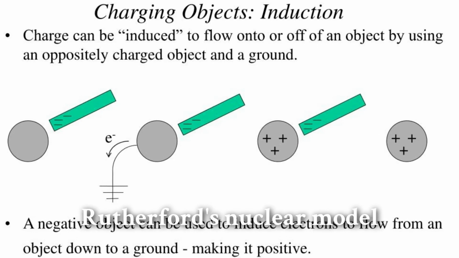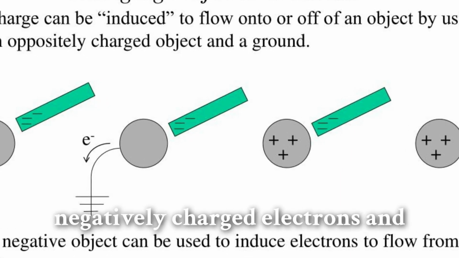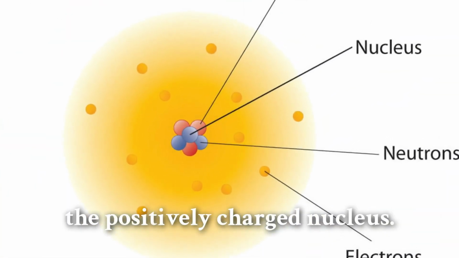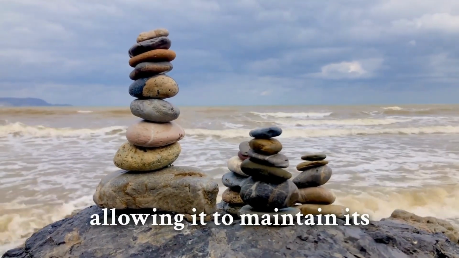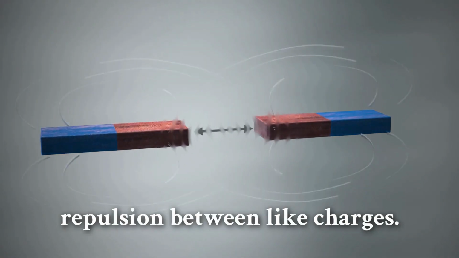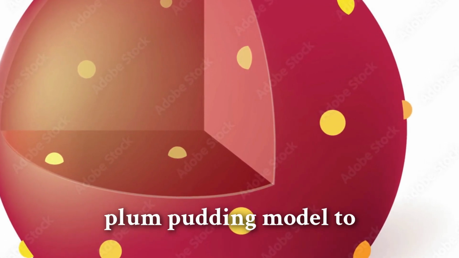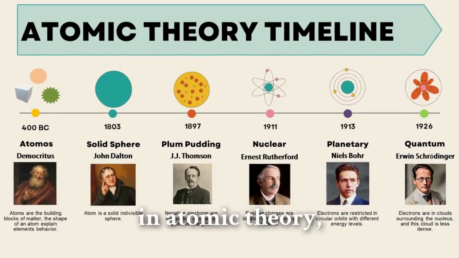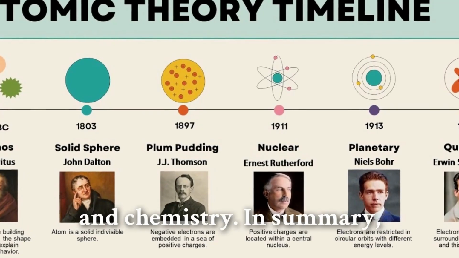Rutherford's nuclear model emphasized the electrostatic forces of attraction between the negatively charged electrons and the positively charged nucleus. This balance of forces is crucial for the stability of the atom, allowing it to maintain its structure despite the inherent repulsion between like charges. The transition from Thomson's plum pudding model to Rutherford's nuclear model marked a significant advancement in atomic theory, laying the groundwork for future discoveries in atomic physics and chemistry.